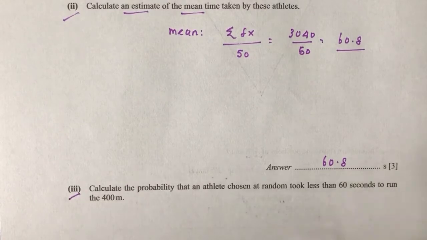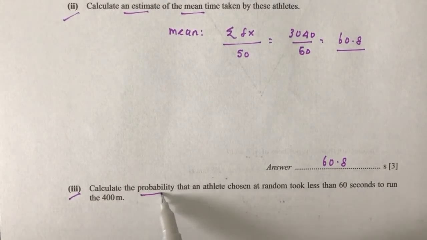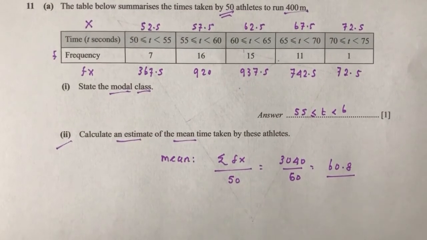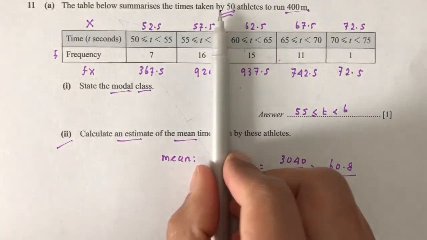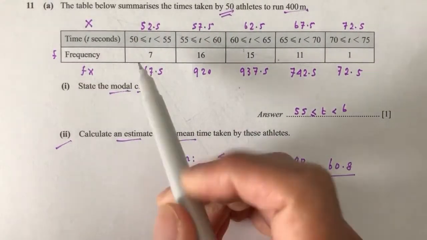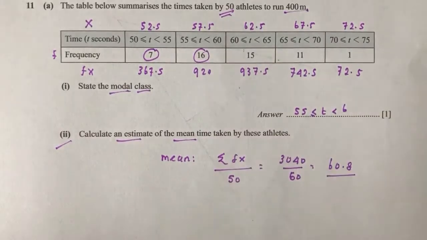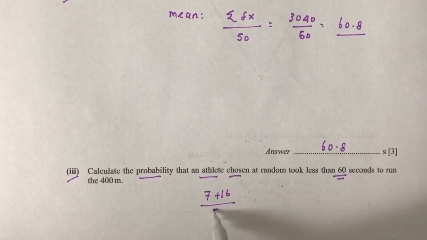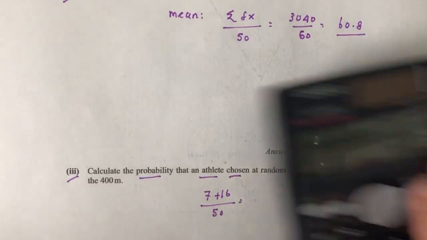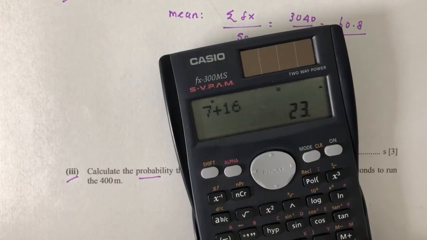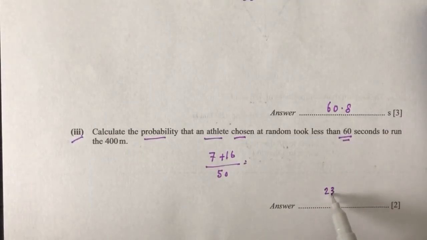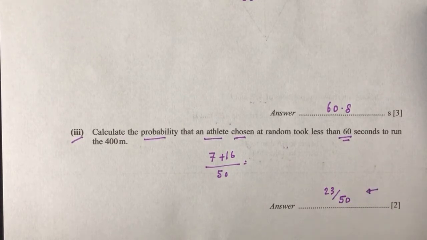Now part 3. Calculate the chance that the athlete chosen at random took less than 60 seconds to run. So where is the group less than 60? It will be these two sets. So the chance will be 7 plus 16 over 50, which is how much? 7 plus 16 divided by 50. That will be 23 over 50. This will be your answer for part 3.